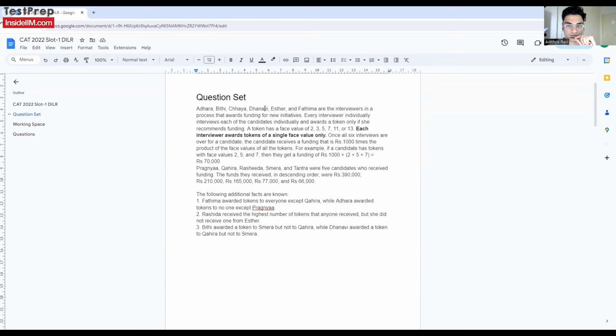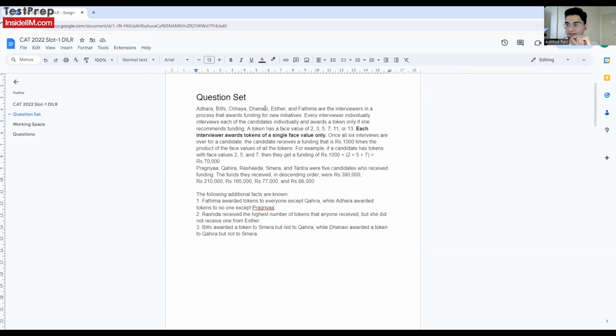Just to clear that up for us, they've also given us an example. If a candidate has tokens with the face value 2, 5, and 7, they get a funding of 2 into 5 into 7 into the 1,000 rupees, so 70,000 rupees. Fantastic. P, Q, R, S, and T were the 5 candidates who received funding. They received funding in descending order: 3,90,000, 2,10,000, 1,65,000, 77,000, and 66,000.